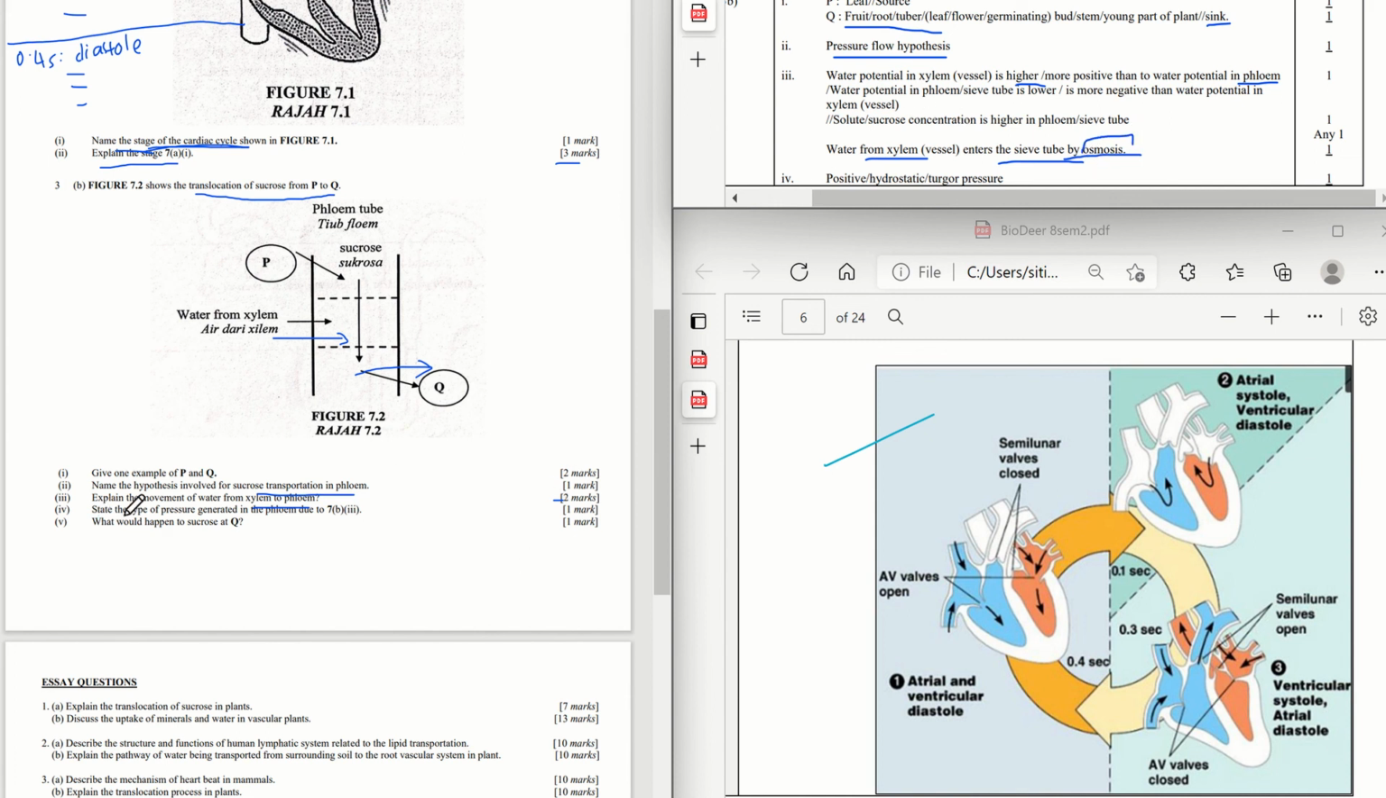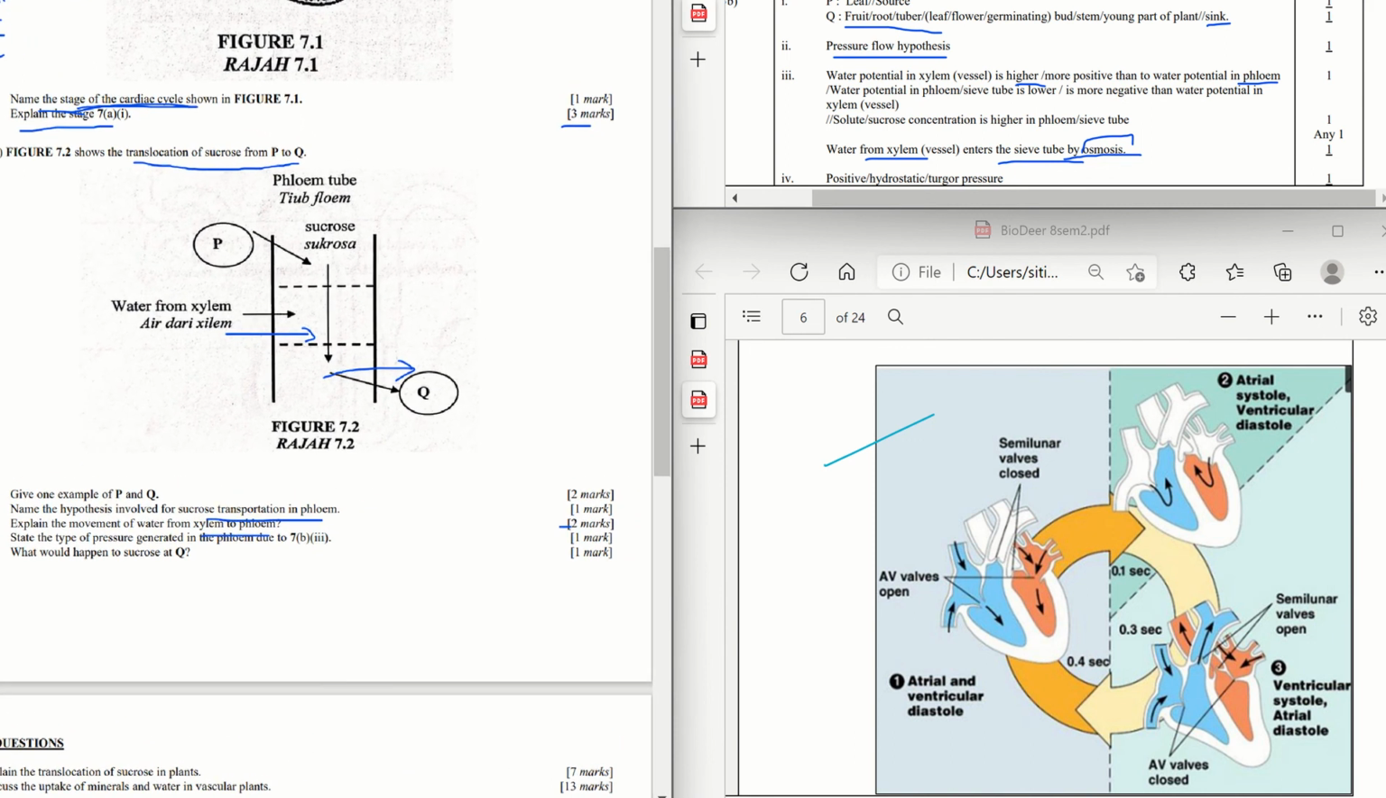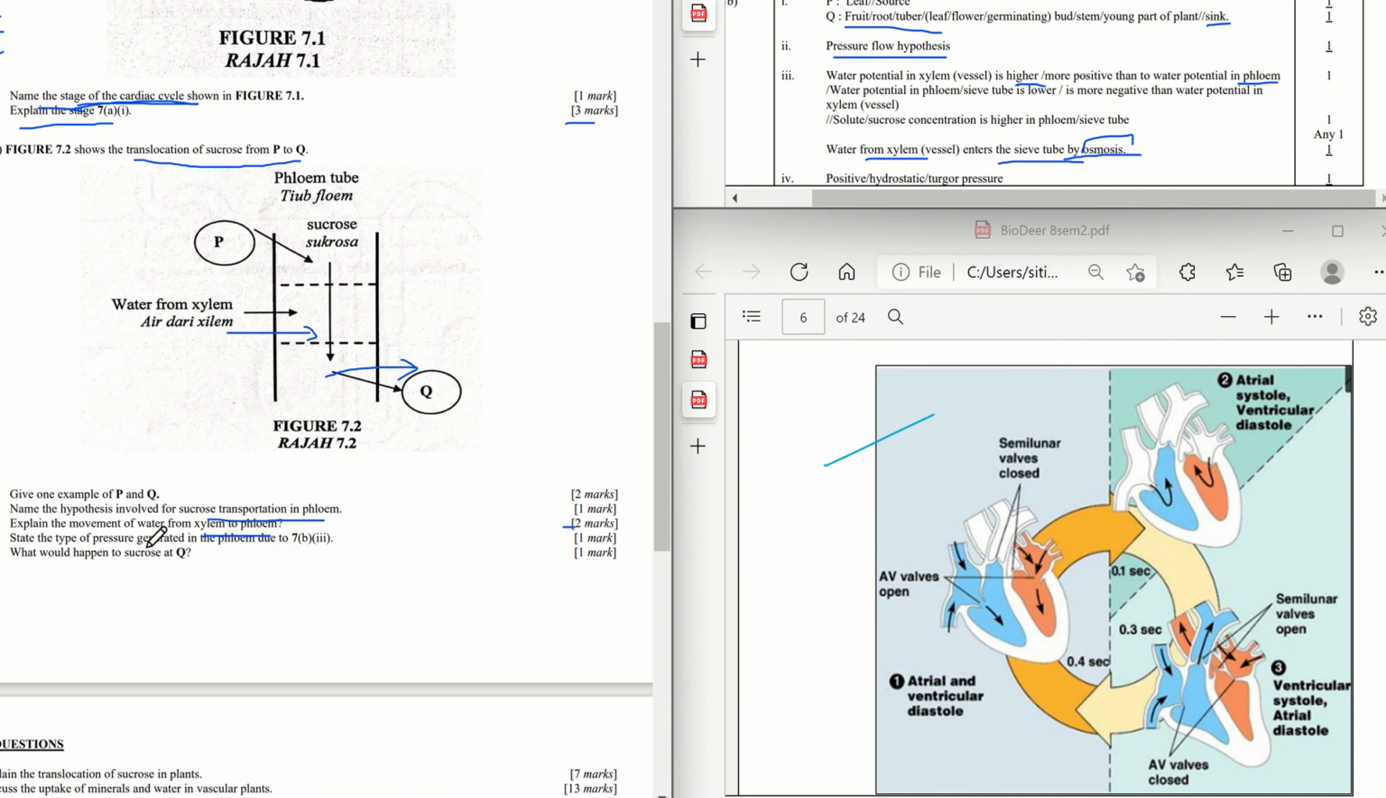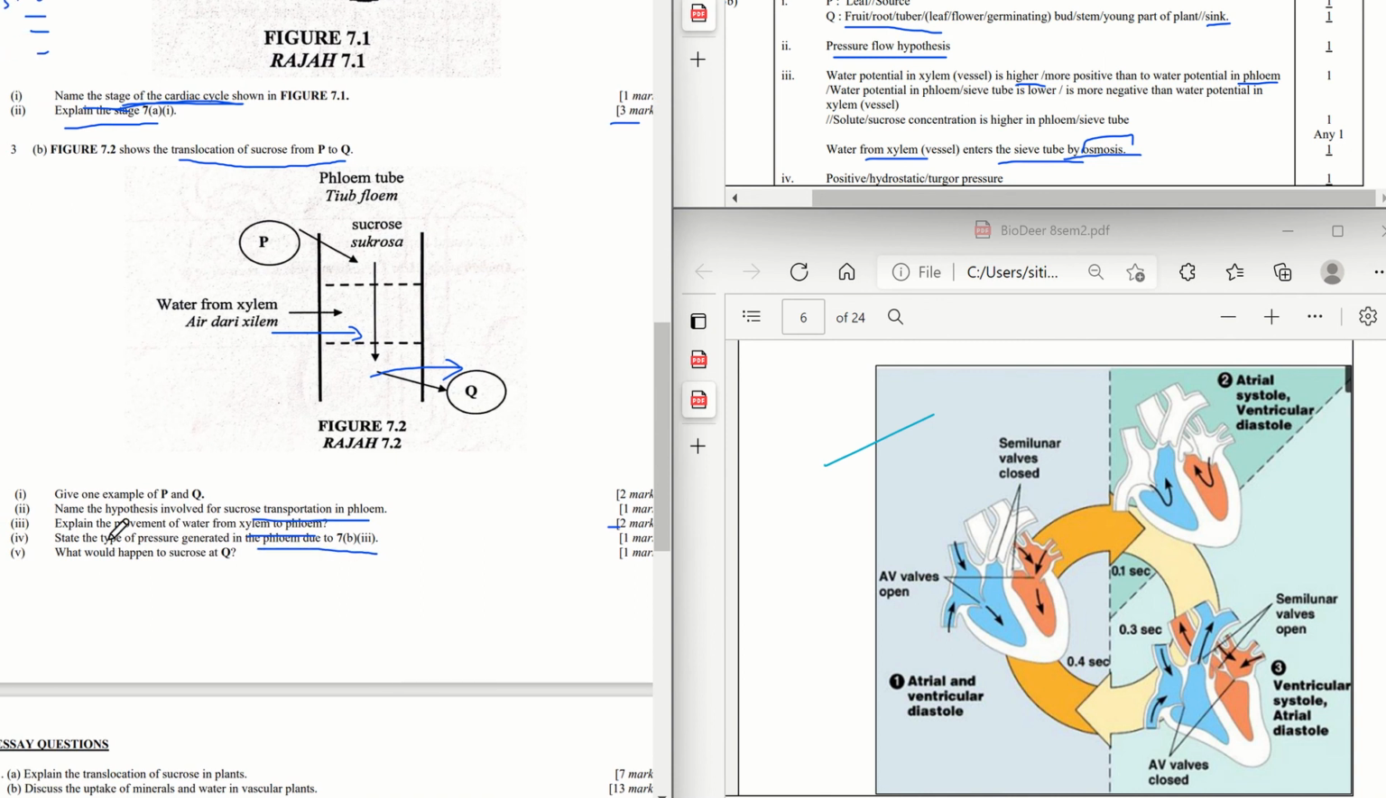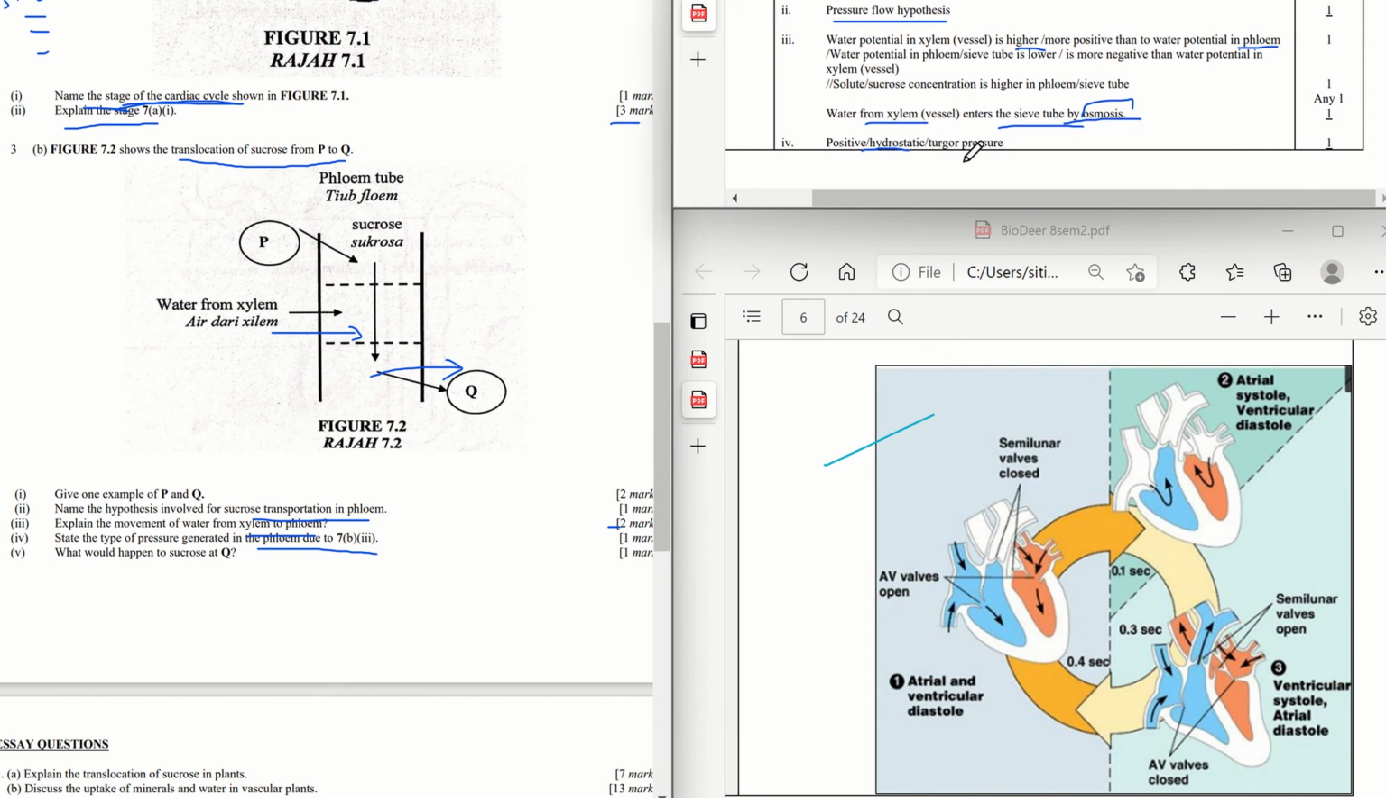Okay, state the type of pressure generated in the phloem due to 7B3. So 7B3 ni adalah water move daripada xylem masuk ke dalam phloem. Saya kata you akan hasilkan apa nama dia? Hydrostatic pressure. Okay, hydro ni daripada perkataan water kan. So bila water enter the phloem from xylem, this will create hydrostatic pressure dekat dalam phloem.